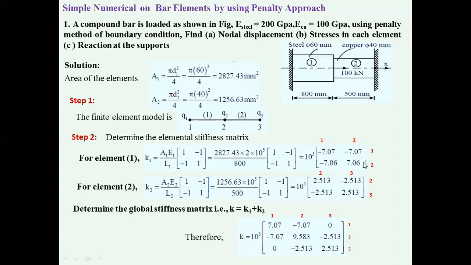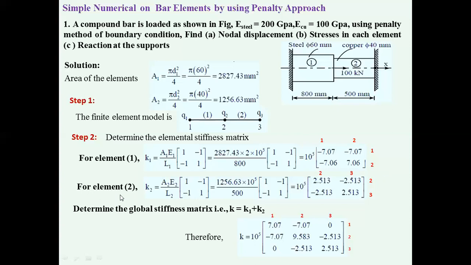There is some mistake, so all the entries are 7.07. So plus 7.07, minus 7.07, minus 7.07, plus 7.07. You do the numbering as 1, 2, 1, 2, because for element 1 the stiffness matrix consists of node numbers 1, 2. You represent here 1, 2, 1, 2.